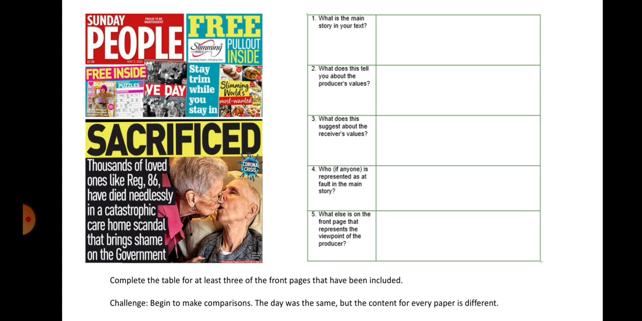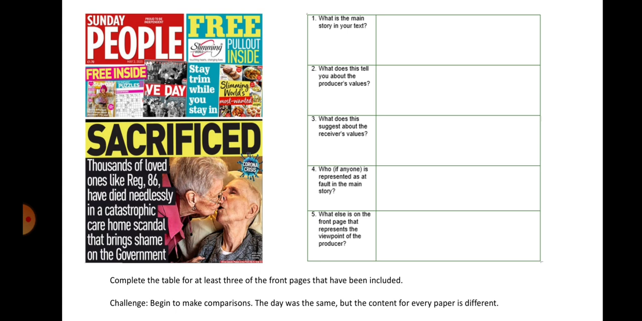It's from the BBC. They basically put them up every day, almost like an overview of what the papers are covering. It will allow you to look at what the main story in the text is, what the text tells you about the producer's values, what it suggests about the receiver's values, who, if anyone, is represented as at fault in the main story, and what else on the front page represents the viewpoint of the producer. Now, you don't have to look at the language levels here. This is solely looking at content, as in, the fact that it's included is what you're looking at.